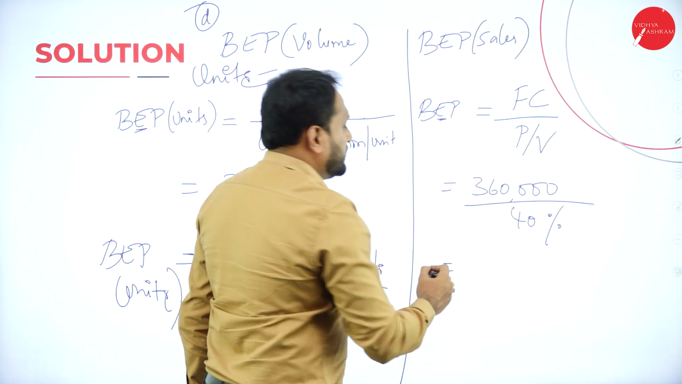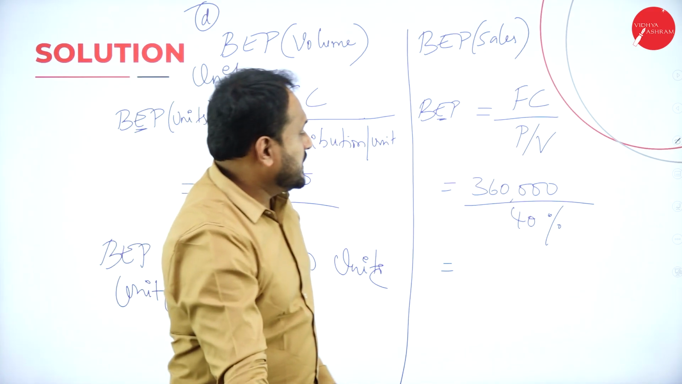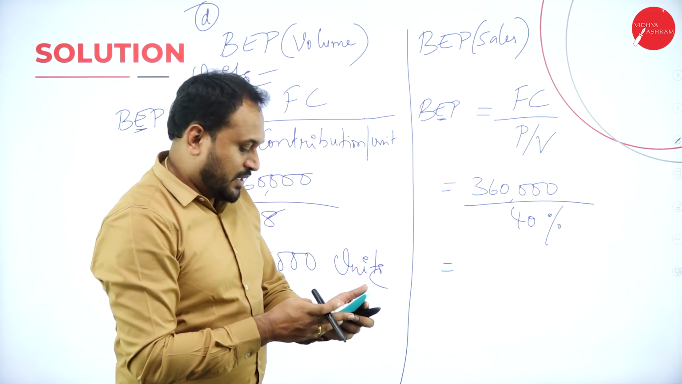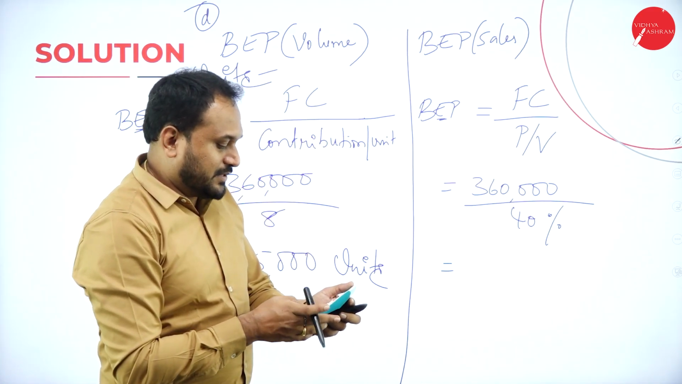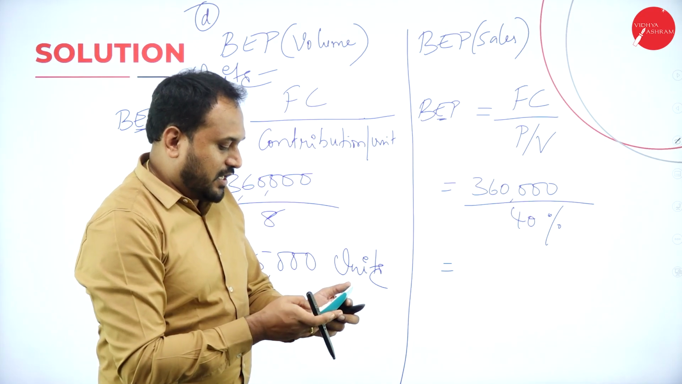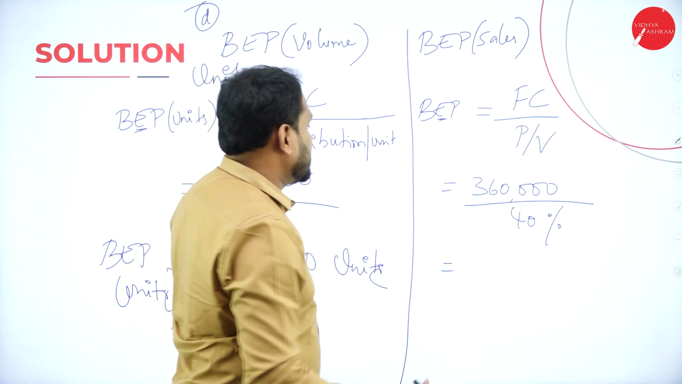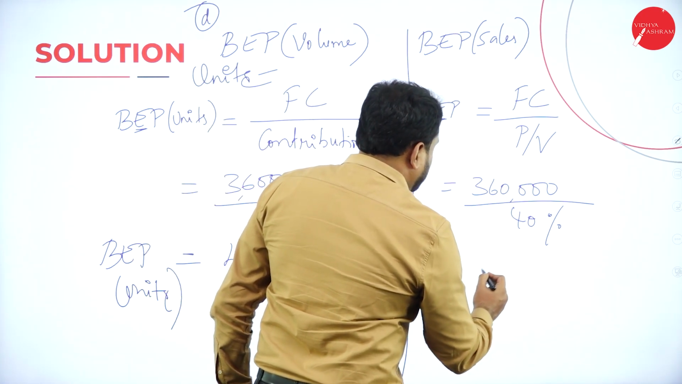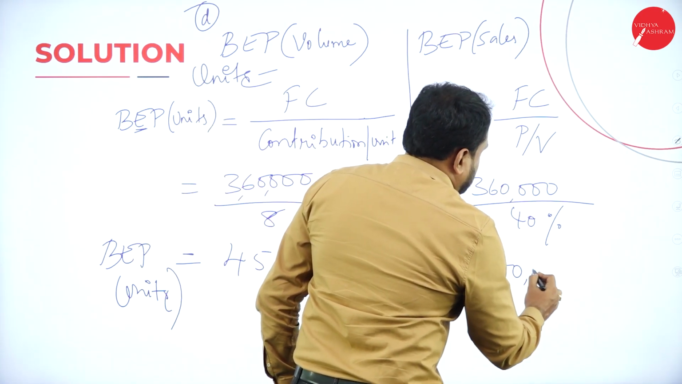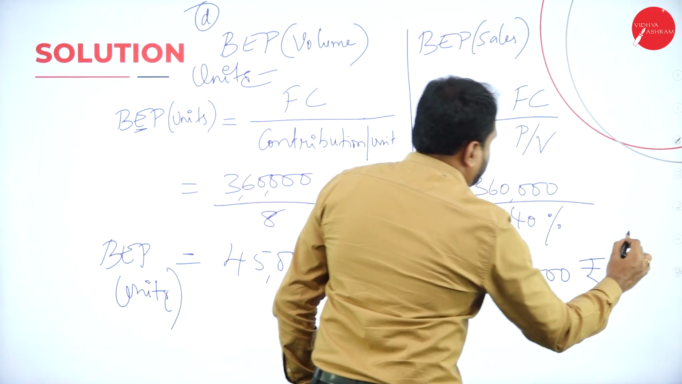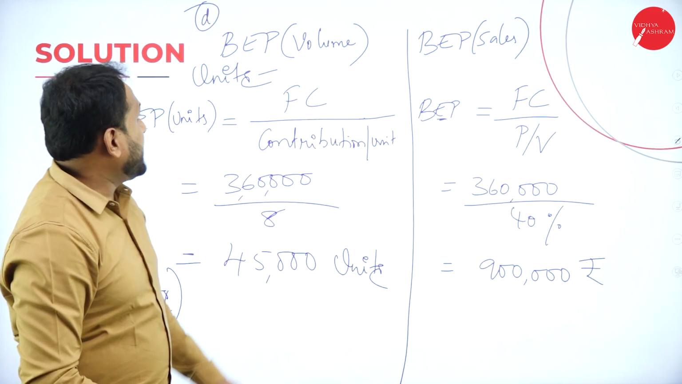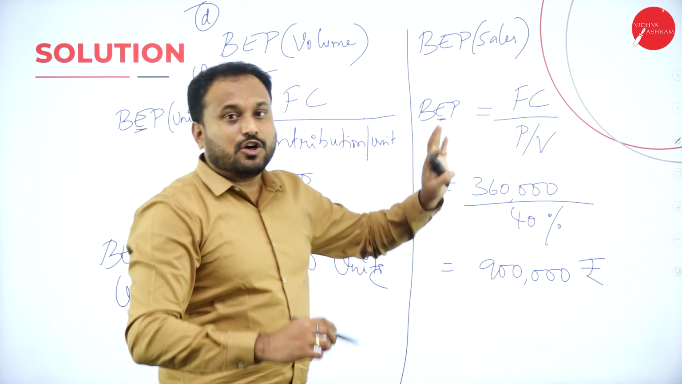PV is how much? 40%. Now again go with the same. 3,60,000 divided by 40%. So it is 9 lakh rupees. Now it is what? Rupees. Now BEP is equal to 9 lakh rupees. So I'm done with my question number D also.